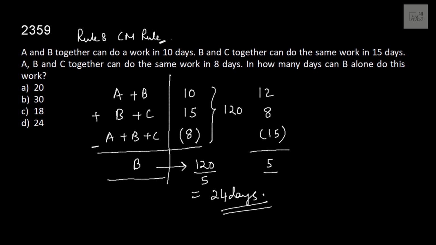If he works alone, we can use our LCM method or CM method, where we are actually calculating the efficiency of each group per day. If they need to make 120 units, then in one day how many units are produced? B is producing 5 units per day, and he needs to produce 120 units. Then the time taken by him would be 24 days. This is how rule 8, CM rule, goes.